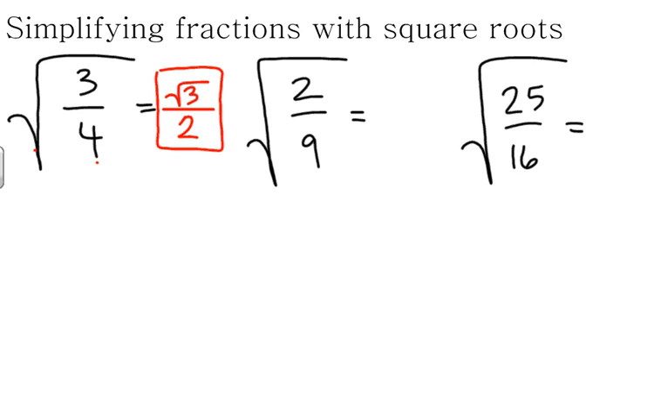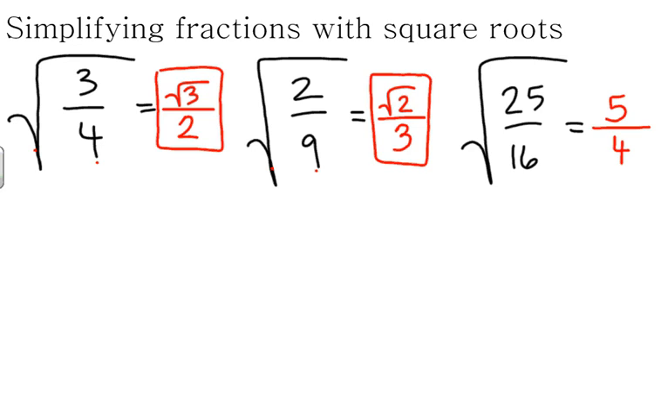What about this next one? The square root of 2, I don't know. So I've got the square root of 2. But I do know the square root of 9. The square root of 9 is 3. That's as good as that answer can get. And on this last one, the square root of 25 is 5, and the square root of 16 is 4. That's as good as that can be.